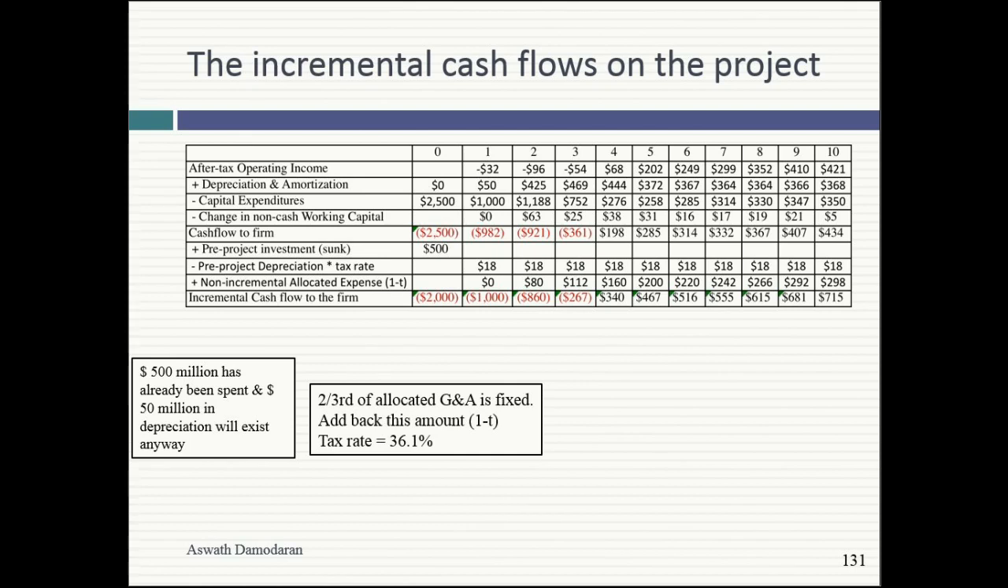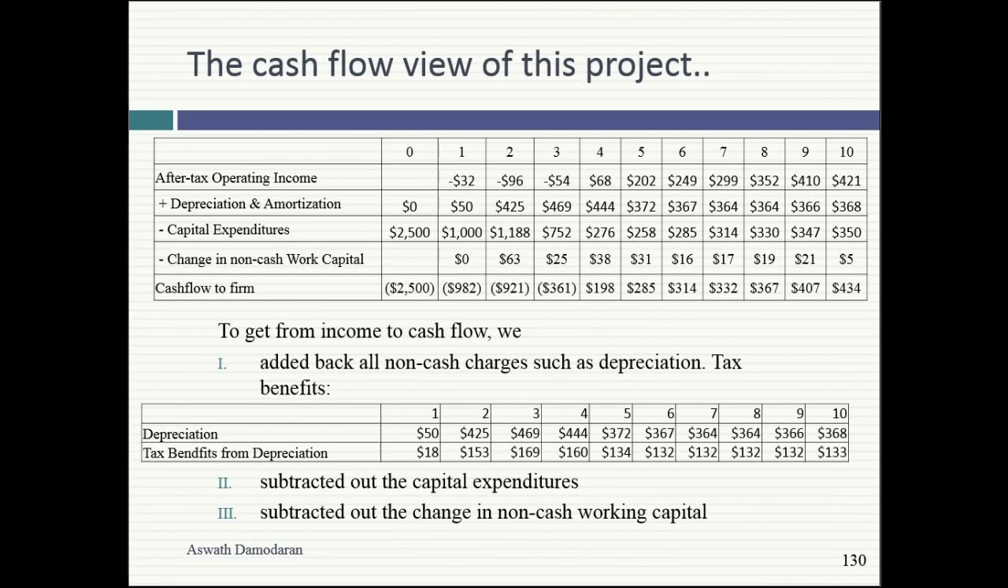Now, I want to go to incremental cash flows. You see, what the heck does that even mean? First, that $2.5 billion that I have in year one includes $500 million that I've already spent. I'm not going to get it back if I reject this project. What do we call that in finance? And what does every finance book say?